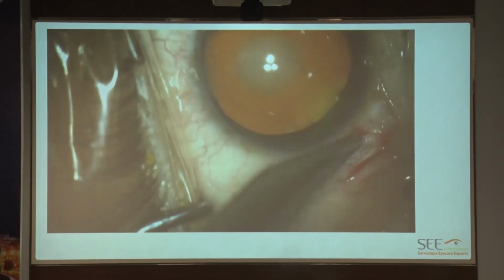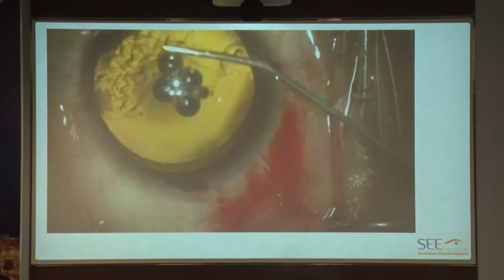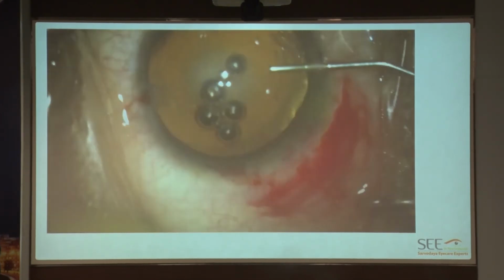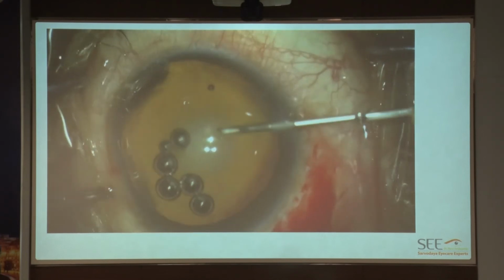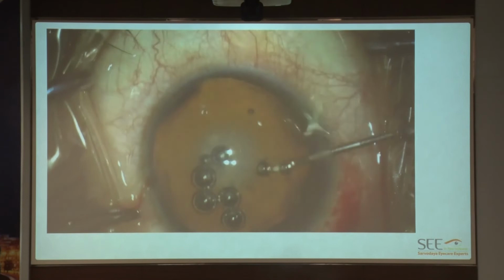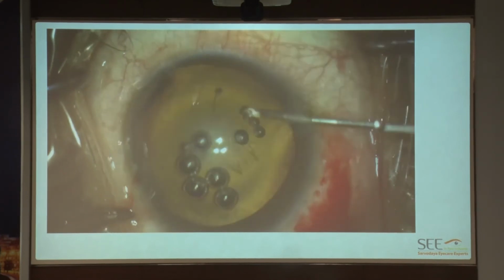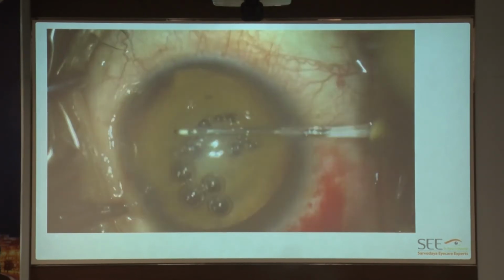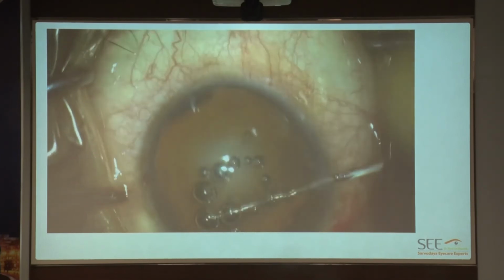Since I was not sure whether the endocapsular ring alone would be able to cover the entire area, I decided to make a scleral pocket initially. Then I performed a capsular rhexis.